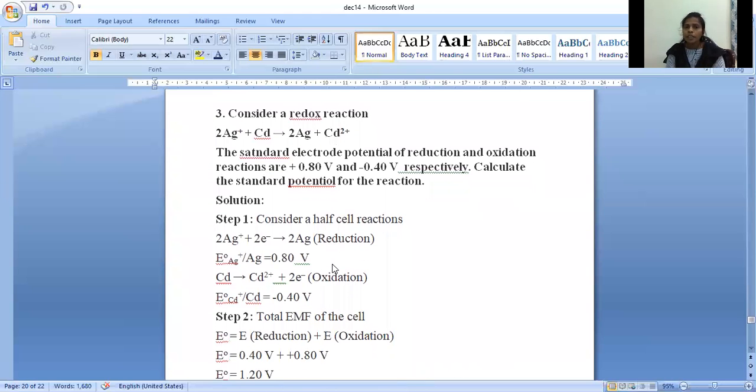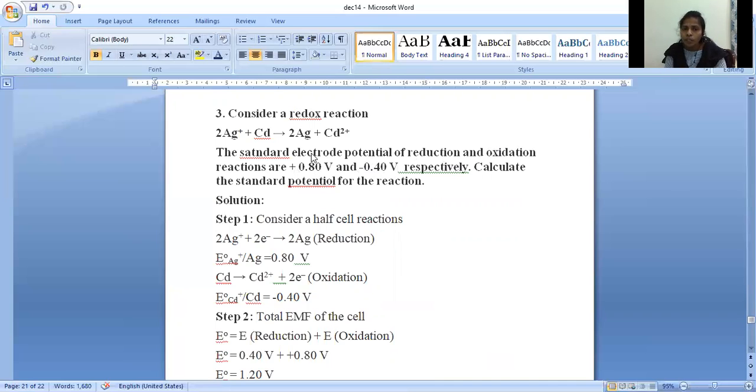And the last numerical. Consider a redox reaction. This is the redox reaction. The standard electrode potentials of the reduction and oxidation reactions are given in the problem. That is 0.80 and minus 0.40 respectively. And calculate the standard potential for the reaction. So we need to calculate the standard potential value.